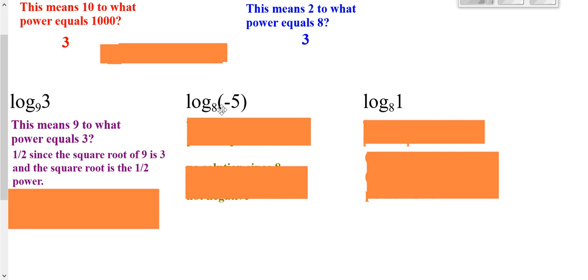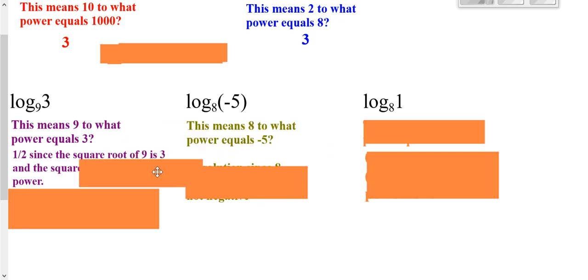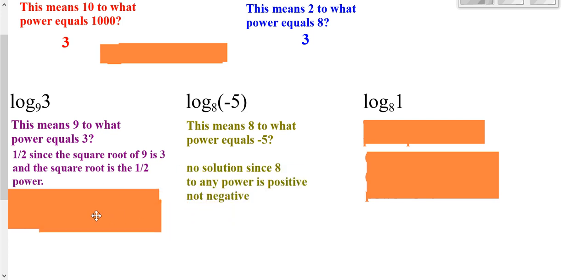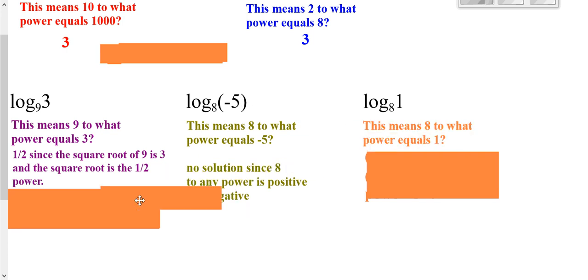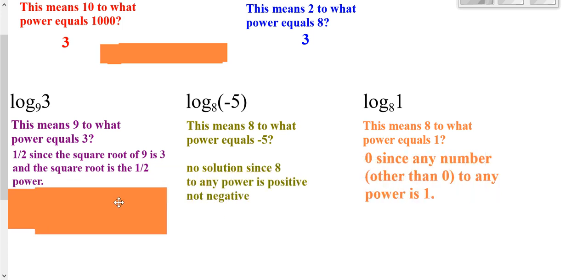Here this means 8 to what power is -5? But 8 to any power is always positive, so there's no way to get this answer. Another way you could think about it is whatever's after your log always has to be positive, and -5 is not, so it does not work. This means 8 to what power is 1? Well, you should remember from earlier that that would be 0, because anything other than 0 to the 0 power is 1.